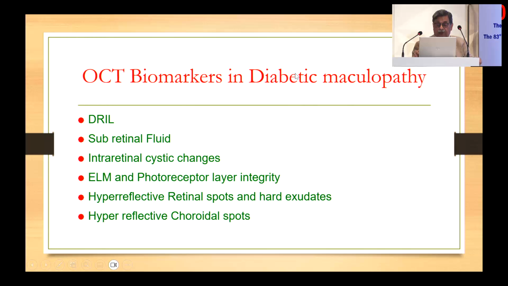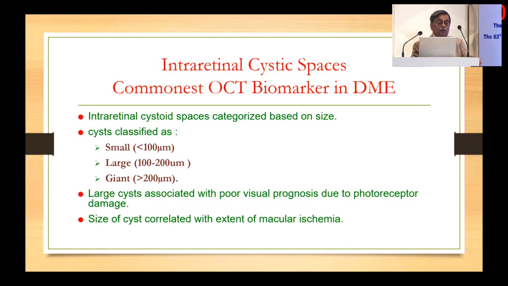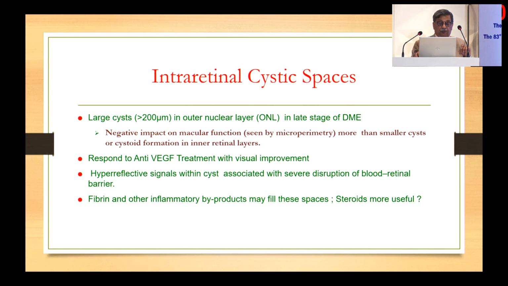In diabetic macular edema, OCT can help you with diagnosis, treatment, follow-up, and prognostication. The lesions which we have are drusen, subretinal fluid, intraretinal cystic changes and all. Let's see. Now, cystic spaces can be small, large, or very large. Large cysts are associated with poor visual prognosis because of the effect on the photoreceptors. So this is the important thing, but all cysts respond to treatment. Large cysts may respond a little more slowly.